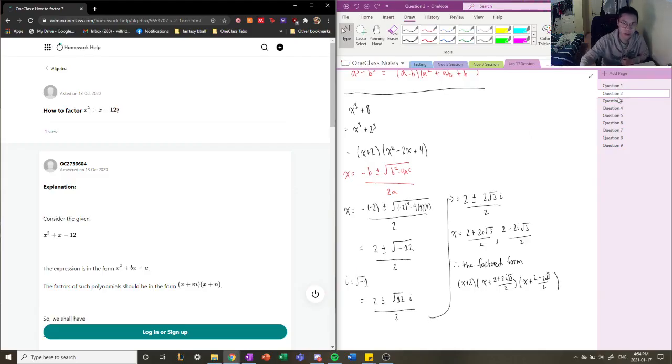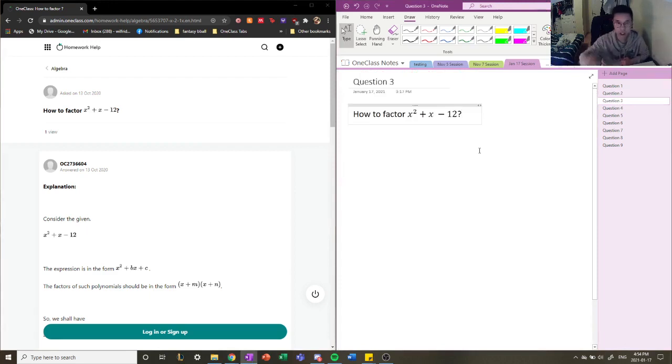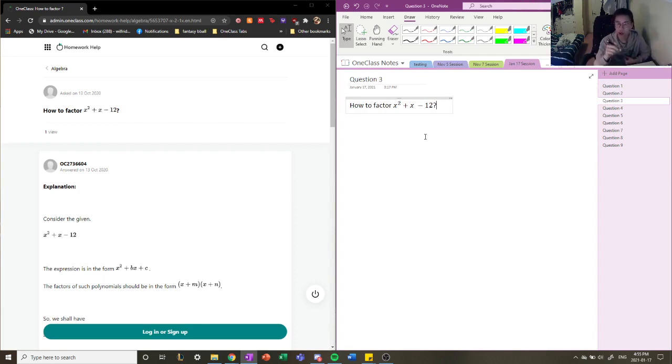Okay, so let's talk about our factoring question. The next one reads, how do you factor x squared plus x minus 12? In the last question, we covered the quadratic formula and how it is used to find the zeros or the solutions, and also implicitly how to find the factored form of a quadratic function.